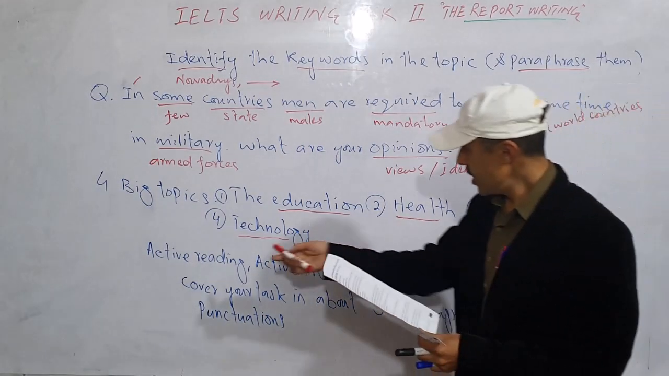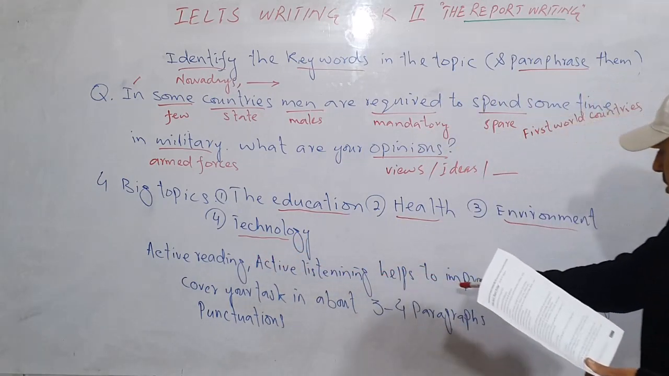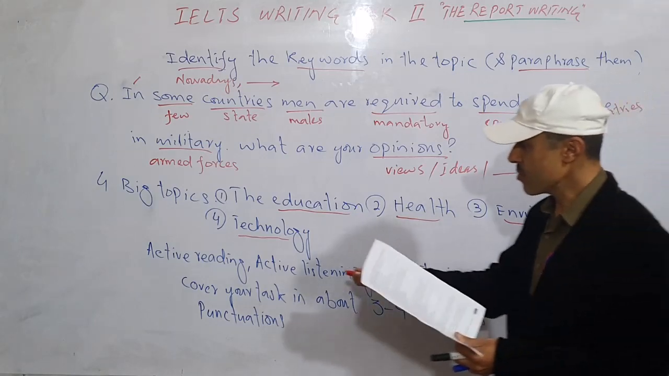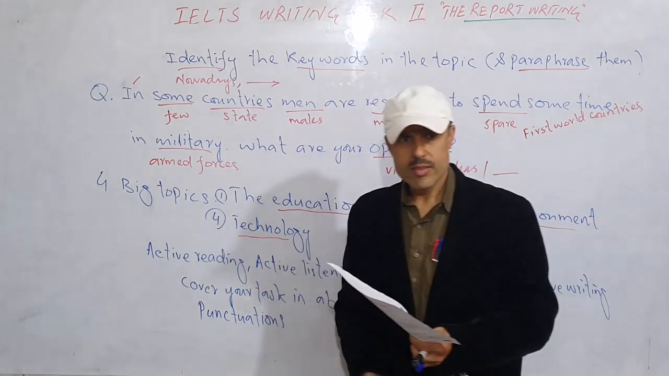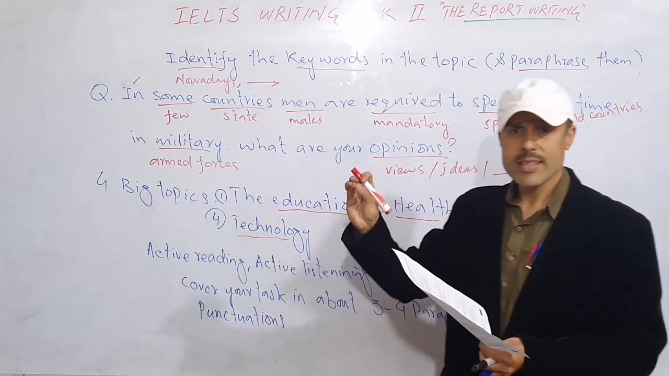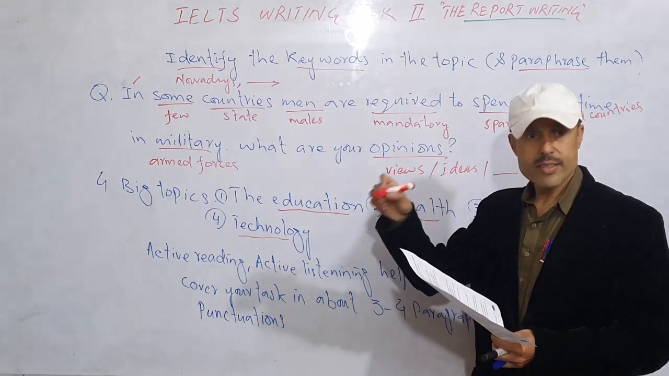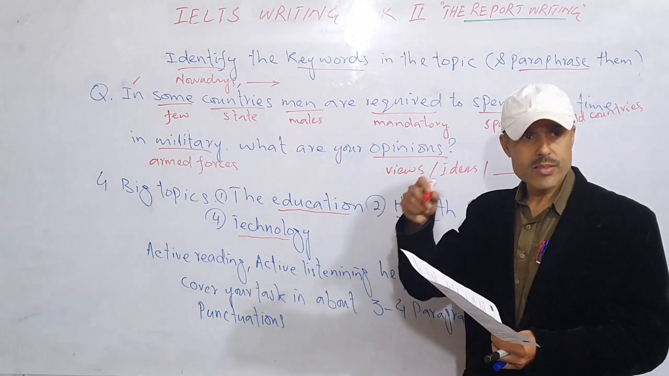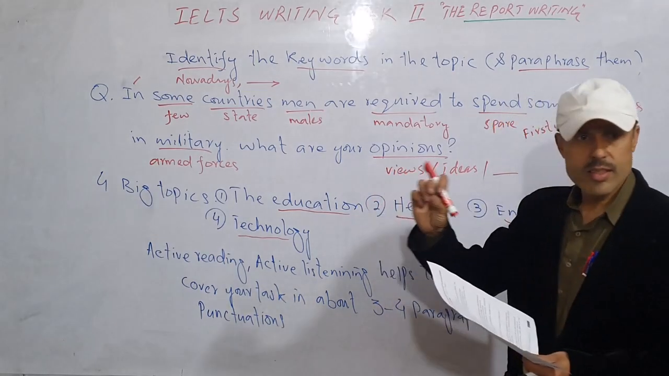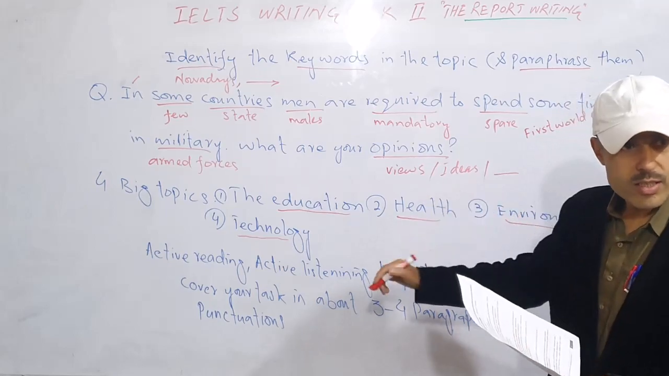Okay. Next, active reading and active listening can help to improve effective writing. How is this possible? Active reading works like this: if you're reading newspapers, articles and other material, and practicing it every day, you're getting a lot of phrases and sentences from there. You can get those ideas and use them in your response.